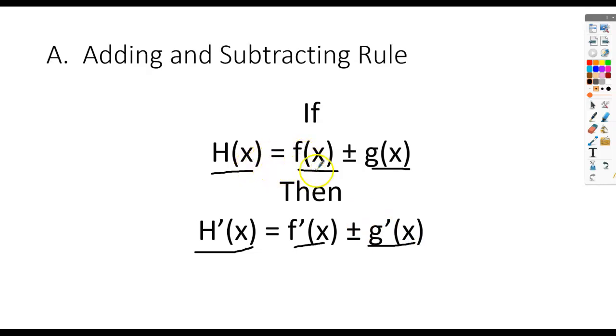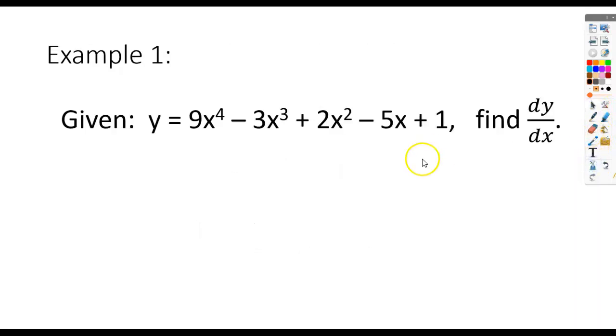So if h is equal to f plus g, then h prime is equal to f prime plus g prime. Okay, so that's pretty much it for the addition and subtraction rule. It's not that complicated. If you know the power rule already, it's pretty straightforward.